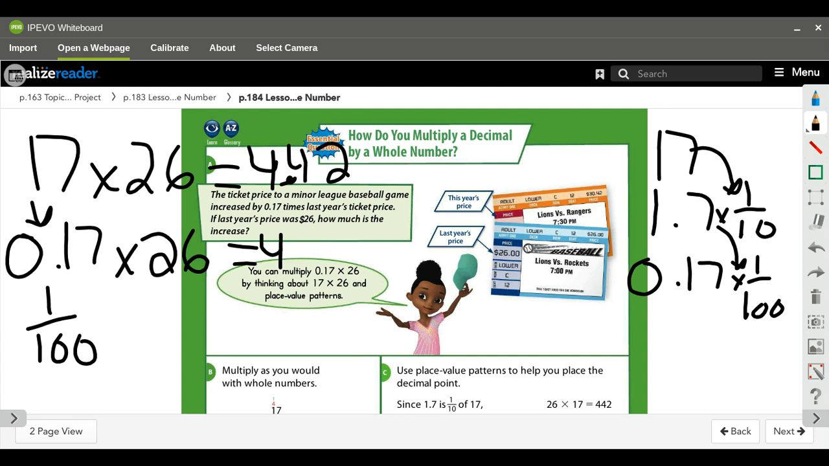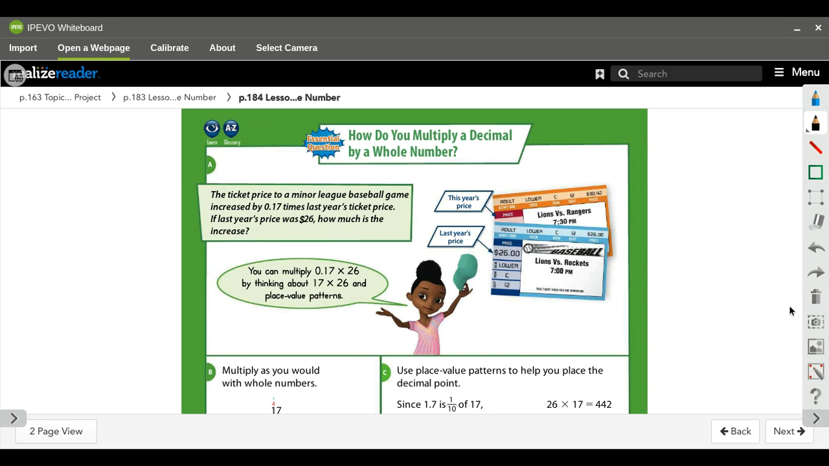So because this value, 17 hundredths, is 1/100th of 17, my answer, 442, my answer needs to be 1/100th of 442. And I got that by taking 442 and multiplying it by 1/100th, which means I move my decimal 2 places to the left. Okay, so that one, let's dig into that a little bit deeper and make it to where we really understand our answer.